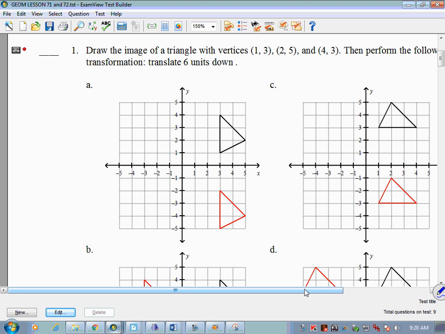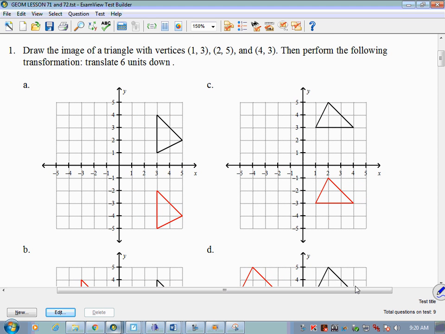All right, so we're going to double back here and look at translation again. It says draw the image of a triangle with vertices (1, 3), (2, 5), and (4, 3), then perform the following translation. We want to go just 6 units down. So the first thing we want to do is graph the coordinates that they give me, (1, 3), (2, 5), (4, 3). All right, so as we look at this, (1, 3).